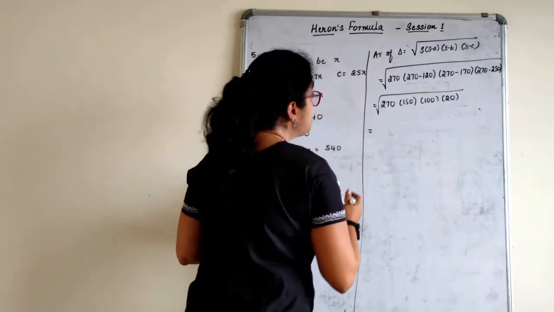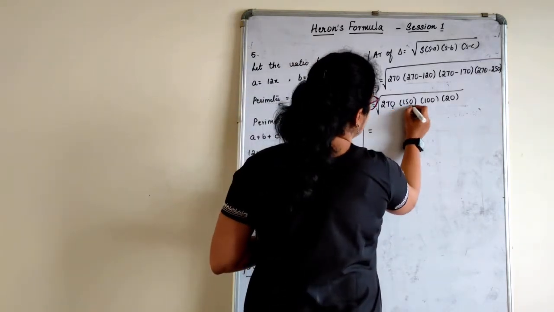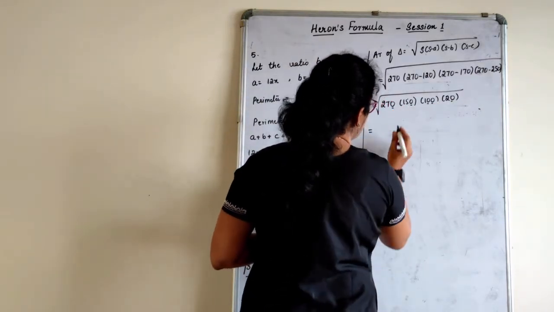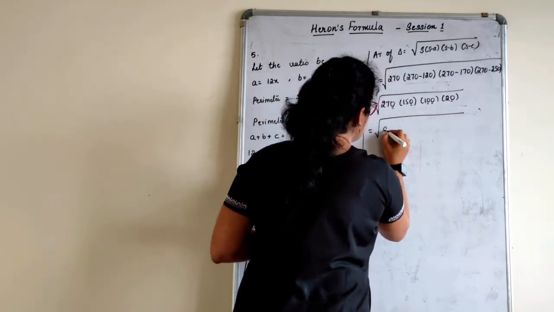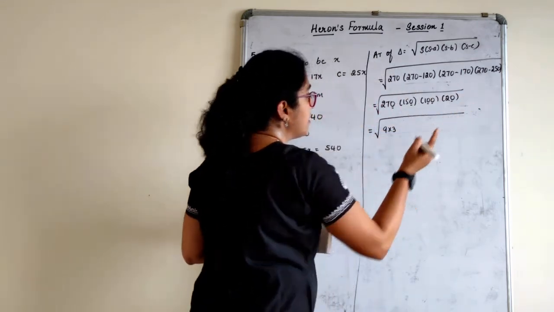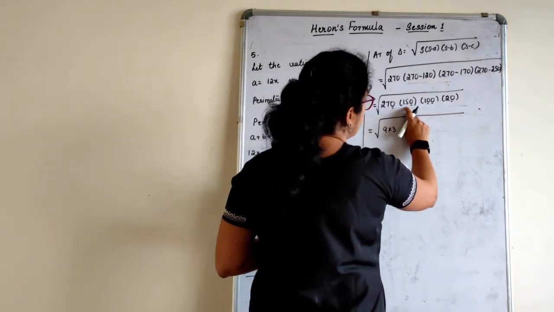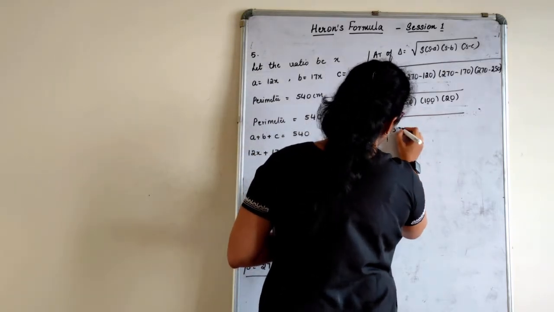Now let us split the terms. First, the zeros we consider. How many zeros are there? Then the numbers. 27 is written as 9 threes are 27. The zeros I will take later. 15 is there here, right? 5 threes are 15, we can write.